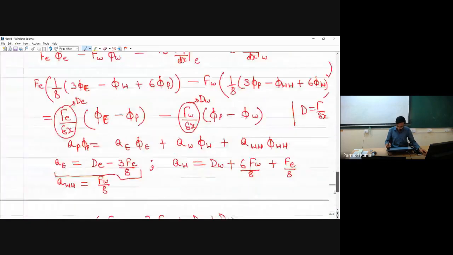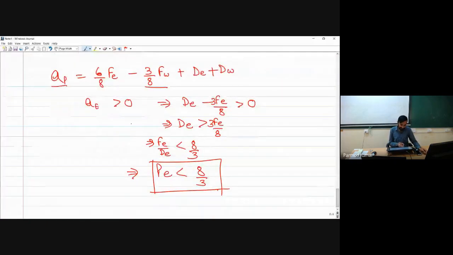If we see over here, we have found that in order to ensure all the coefficients of the same sign, we have to keep AE greater than 0. While maintaining AE greater than 0, we get a condition that the Peclet number has to be less than 8 by 3. So it means this scheme will be conditionally stable when the Peclet number is less than 8 by 3. In terms of boundedness, it is conditionally stable.